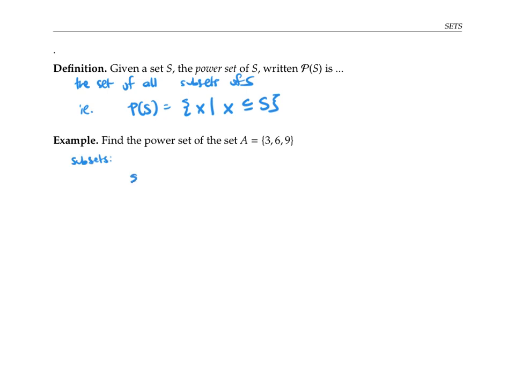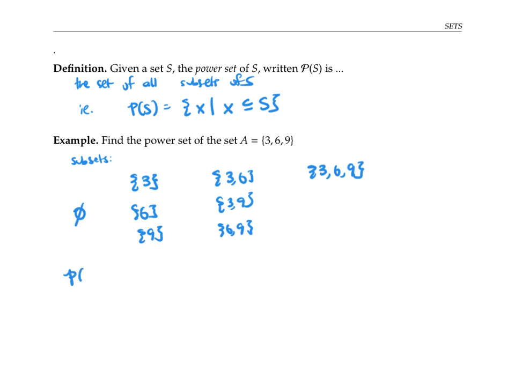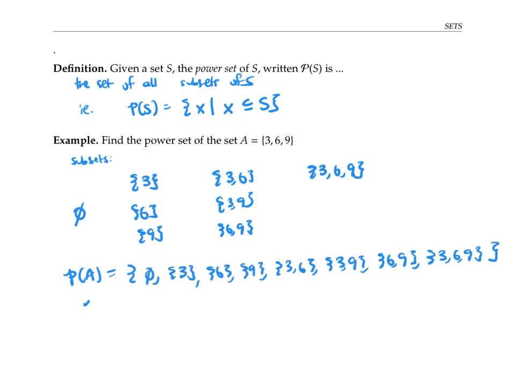There are 3 subsets with cardinality 1, in other words, containing just one element, 3 with 2 elements in them, one subset that contains all 3 elements, and don't forget about the empty set with no elements. So the power set of A is the set containing all these subsets. There are 8 subsets altogether, so the cardinality of the power set of A is 8.